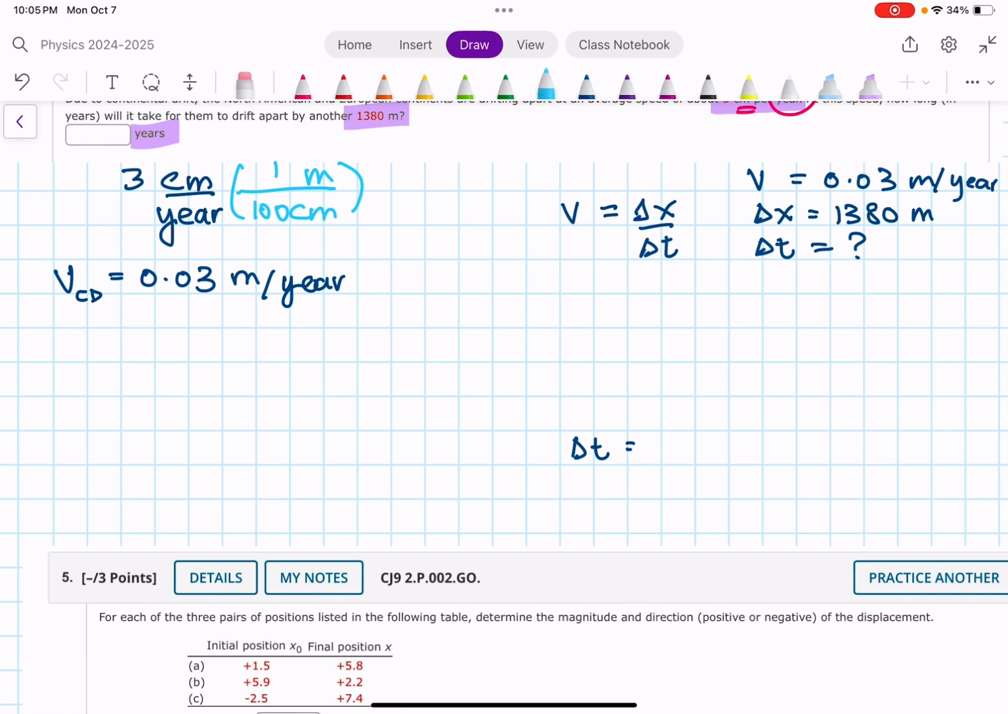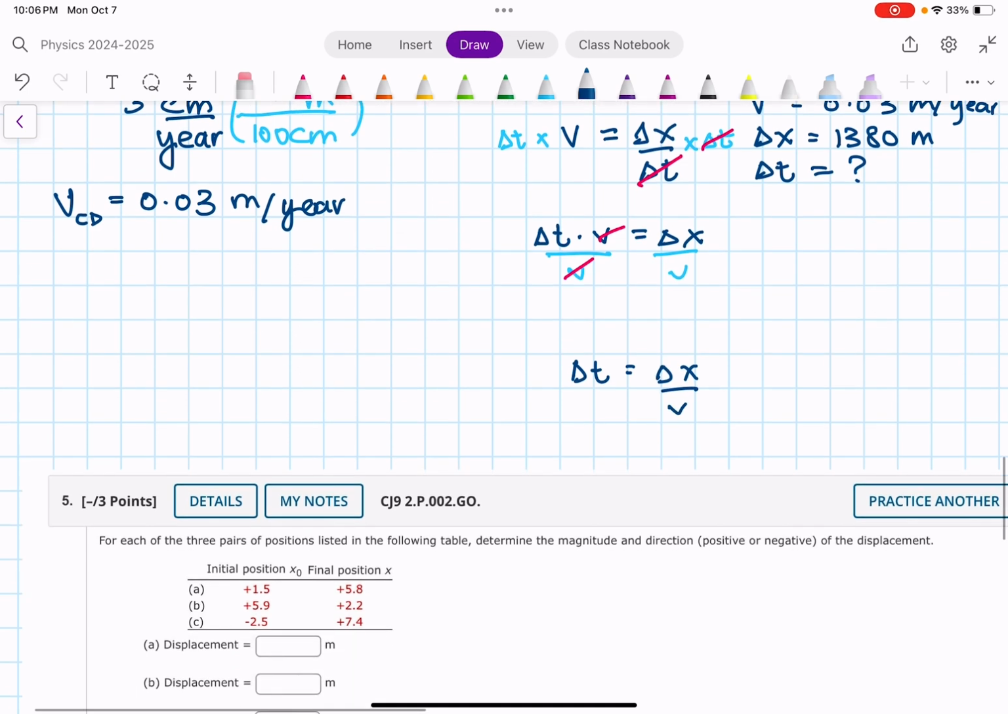Well, let's start by multiplying both sides by delta t, right? And then delta t cancels from this side. Let's show that like this. Delta t cancels from this side. And then the next line would be delta t times v equals delta x. And now we want delta t by itself, so we're going to divide both sides by v. And then we can cancel. And then we're left with exactly what we want: delta t equals delta x over v. That's the equation that we're going to use.